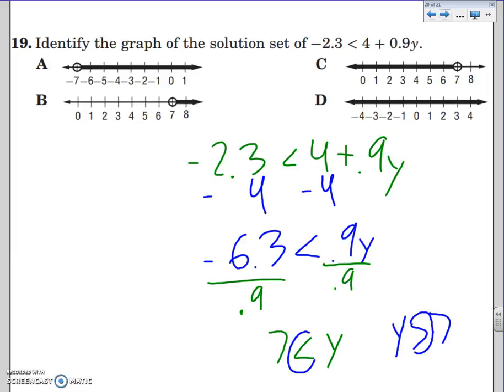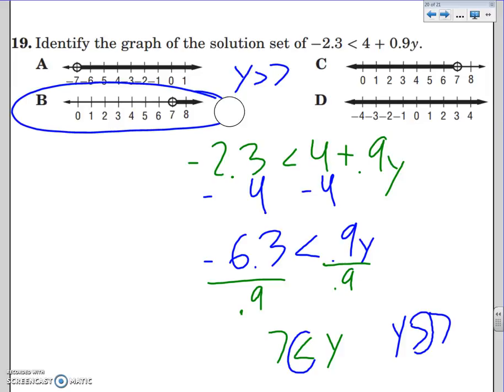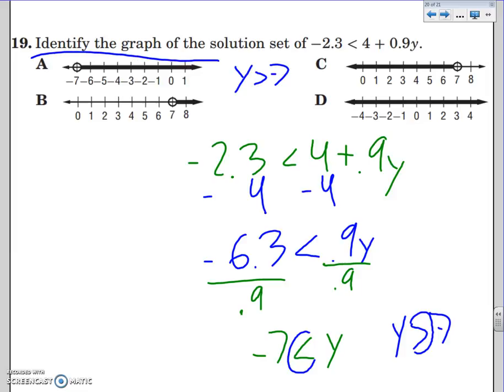Alright, so I'm looking for this graph, y bigger than 7. Has to be shaded to the right and has to be open. So I can't use a closed circle. So this one is B. Oh, let's see. Got it. Quick mistake, haha. Alright, division here wrong. -6.3 divided by 0.9 is -7. So y is bigger than -7, so this makes it A.